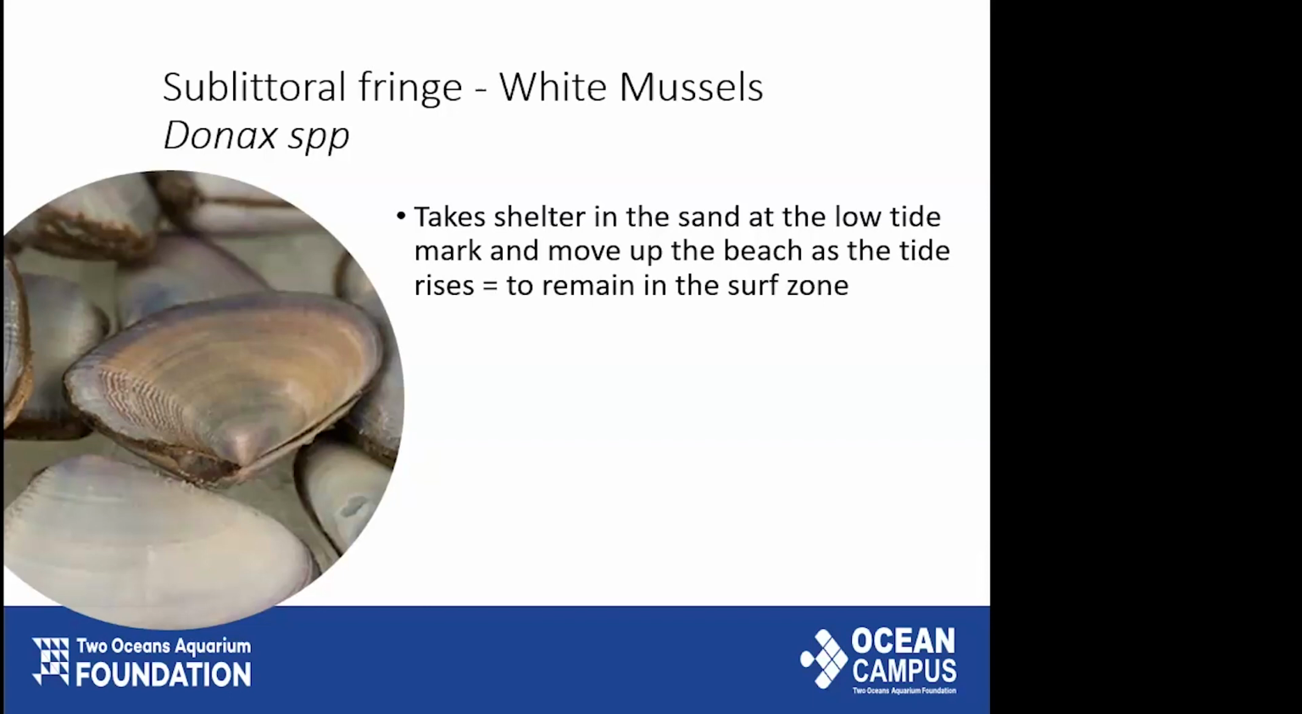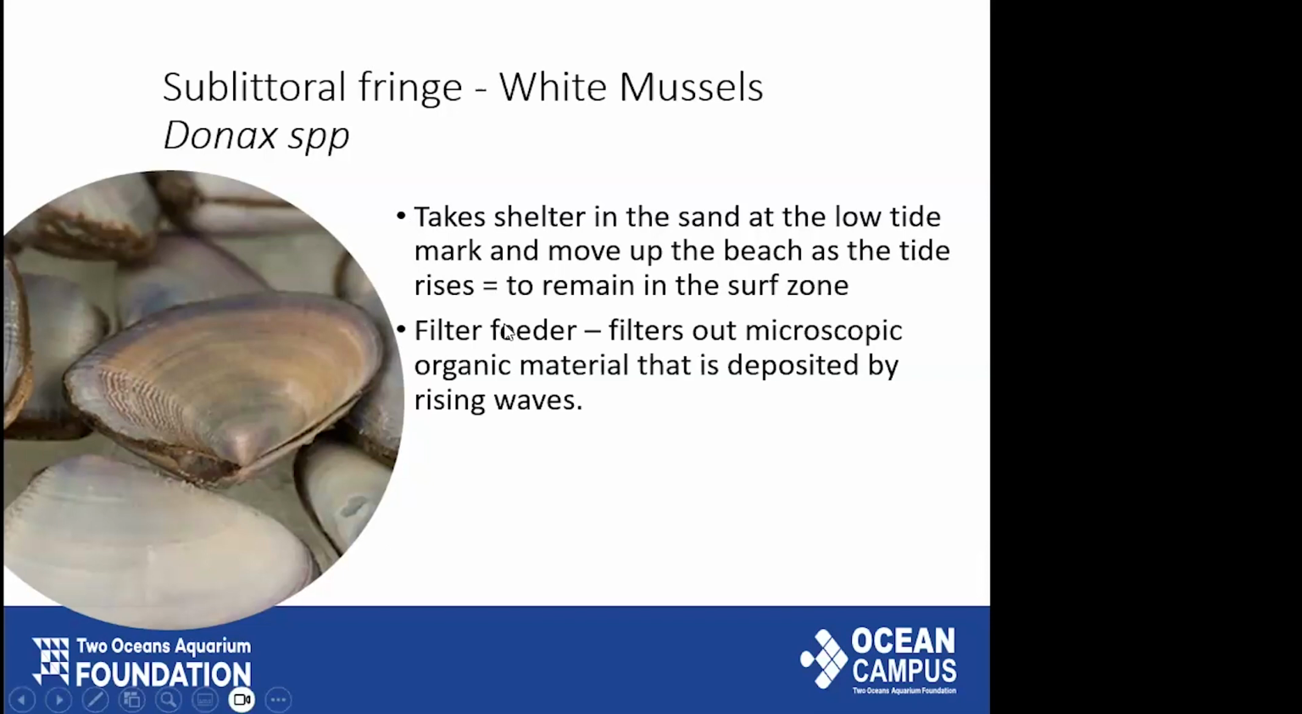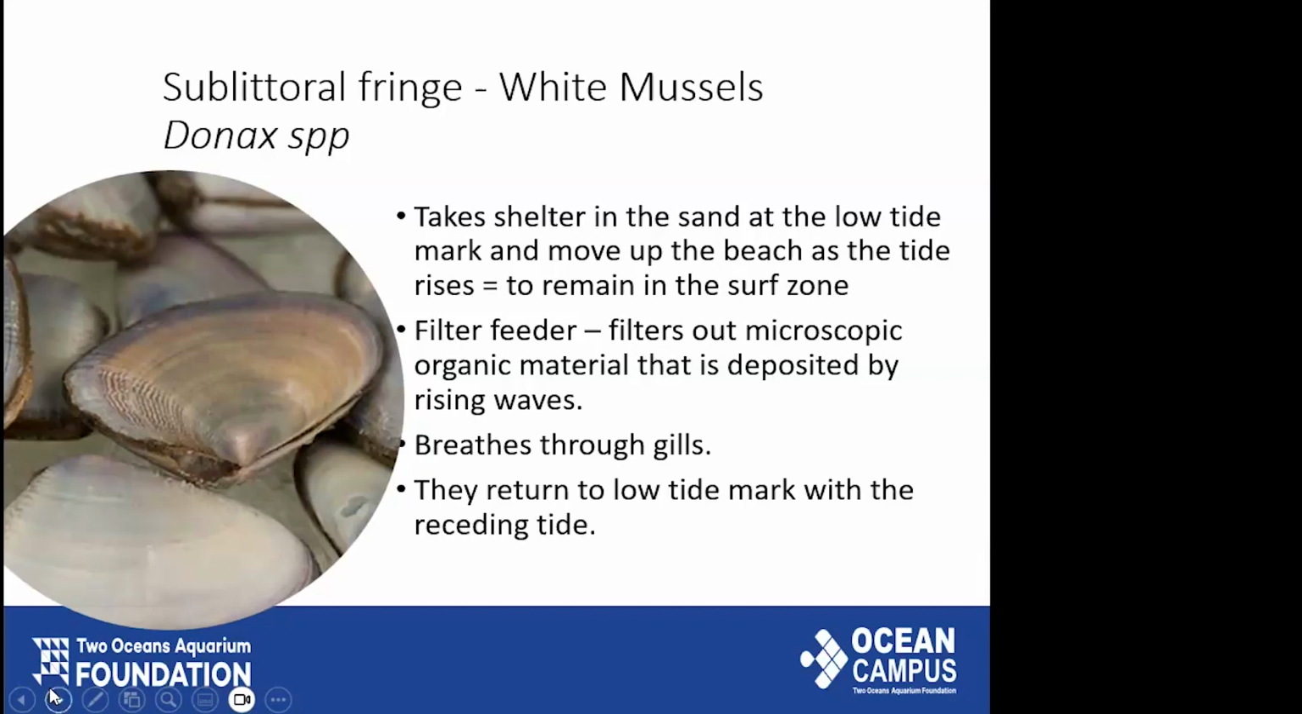And that's important because these animals are filter feeders. They are reliant on that turbulence, that movement of water, because it creates more food source for them in that area. They filter on microscopic organic material that is deposited by the rising waves. They breathe through their gills, as do most bivalves. And as mentioned, they return to the low tide mark with the receding tide. So as the tide moves towards low tide, they also migrate up or down the shore.